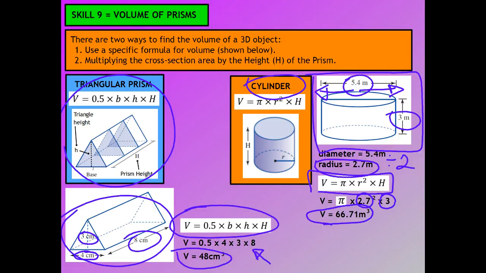So when you're using a formula, it's really important to make sure you substitute the values in correctly. And if it's a cylinder, it's extra important to make sure you're using the radius length and not the diameter length.